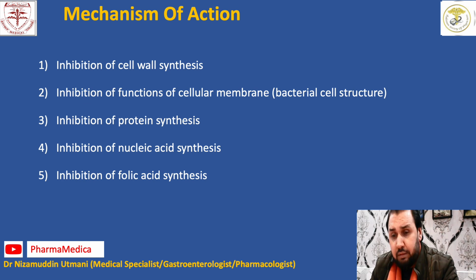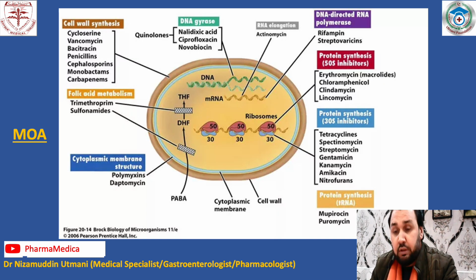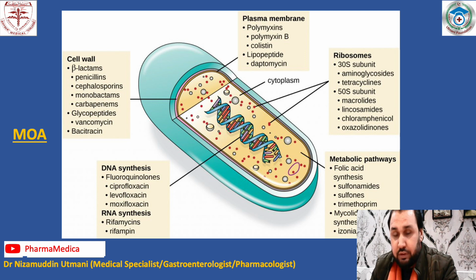So we have inhibition of the cell wall, inhibition of the cell membrane, inhibition of protein synthesis, inhibition of nucleic acid synthesis, which means DNA and RNA, inhibition of folic acid synthesis, and other miscellaneous mechanisms. It is a very important slide. You can even download this picture from Google, and all the antibiotics which have different functions are shown in this figure in detail. Again, the same figure is further elaborated, and this one is easy to remember.